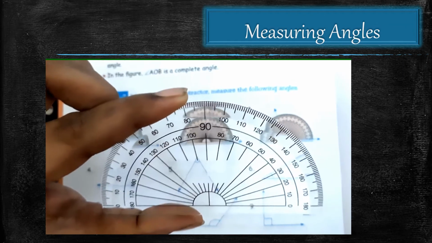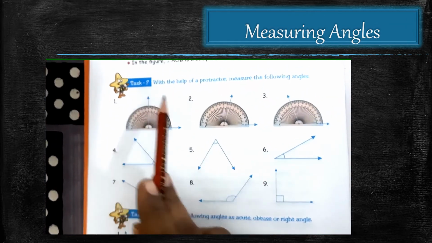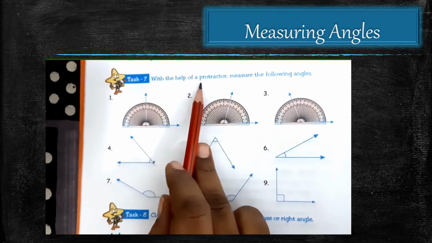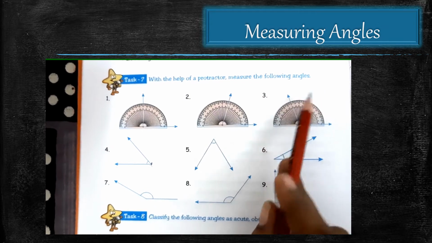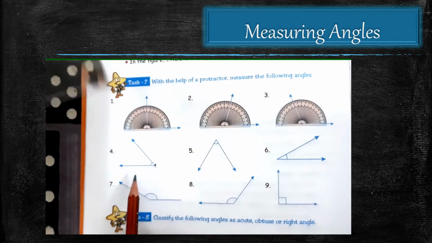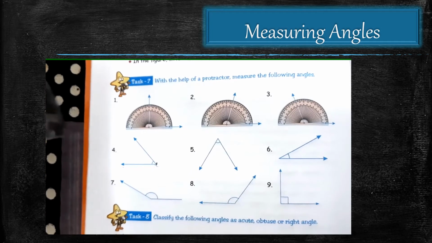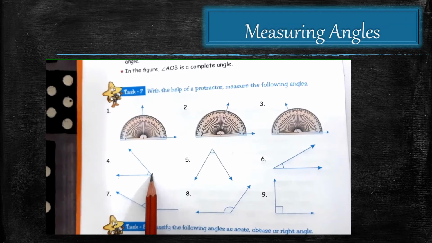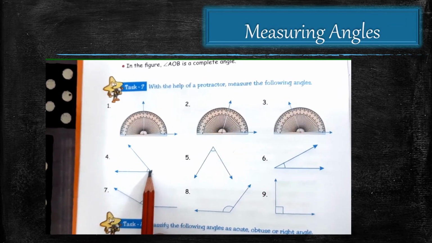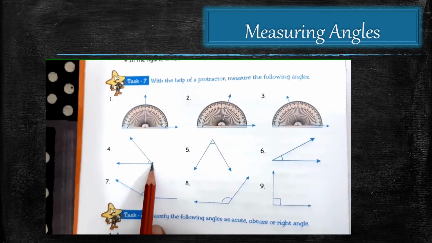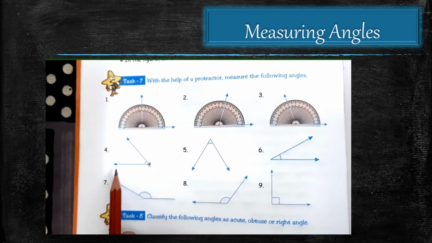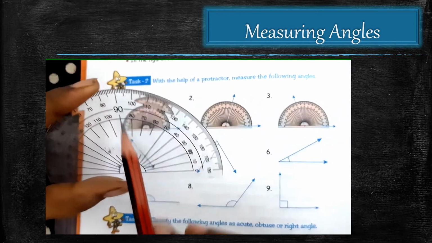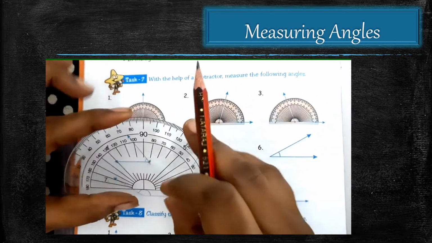So now I am going to do Task 7 in your book, page number 8. Here the question is: with the help of a protractor, measure the following angles. Okay, so 1, 2 and 3 they have already done. I'll show you how to measure the fourth sum exactly. Now consider the sum. Can you see where the vertex is? Vertex is nothing but where the two arms meet. Okay, this is the vertex. Now, if this is the vertex, check where the arm is. The arm is on the left hand side. Now, first keep the protractor exactly on the vertex. The midpoint should coincide with this vertex.